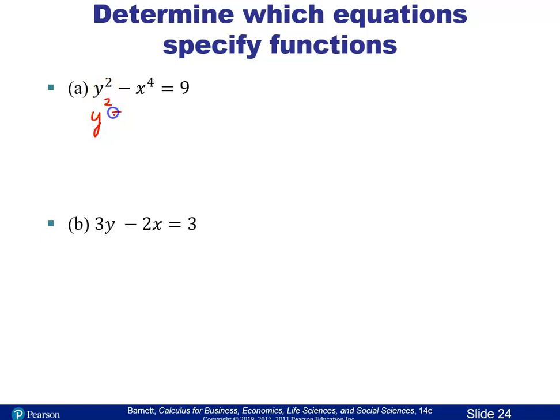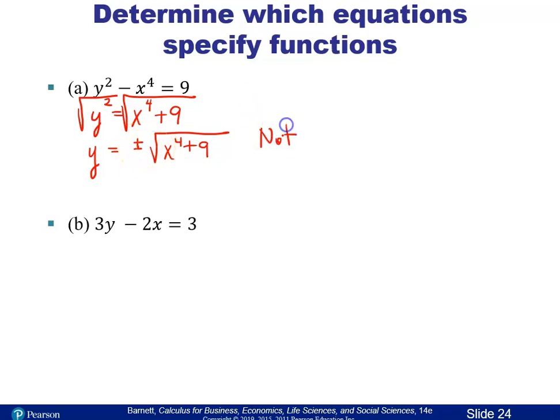So I'm going to move this x to the fourth to the other side. So it's going to become a positive when I move it to the other side. And then in order to cancel that square, I'm going to have to take the square root. Okay, so hopefully you remember when you take a square root, you actually have both a positive and a negative case that comes from that. So for every x that I put into this, I get two different y values out. I get a positive one and a negative one. And because of that, this would not be a function.